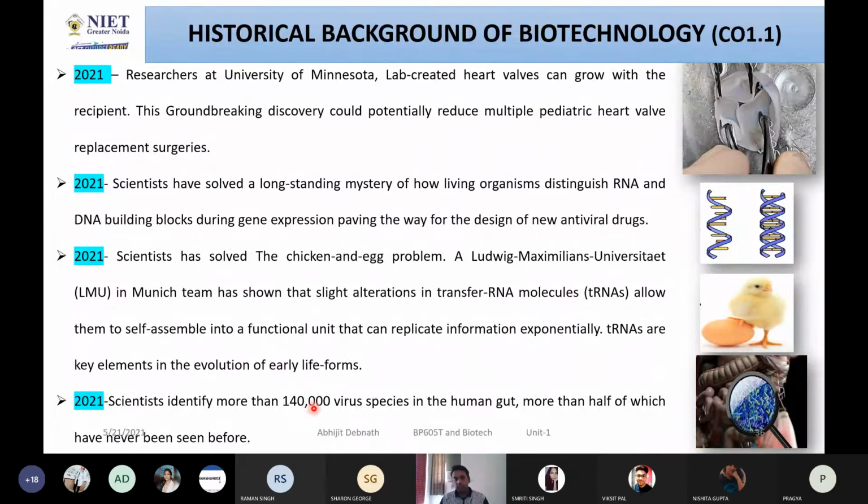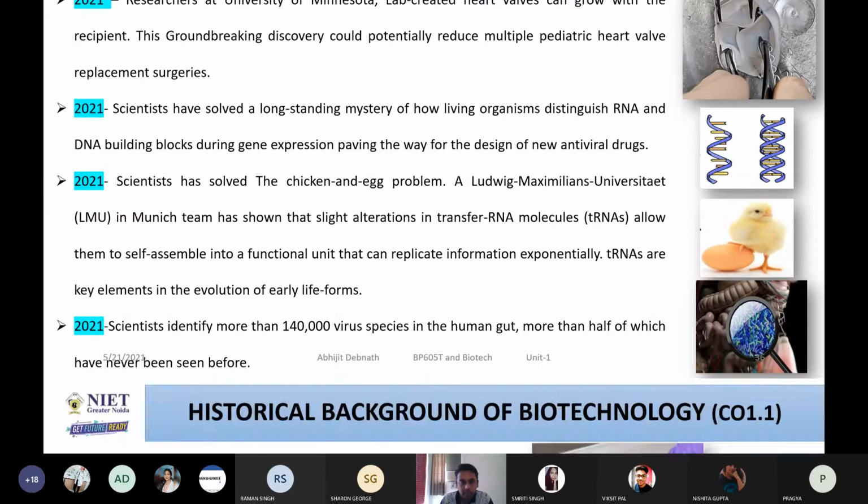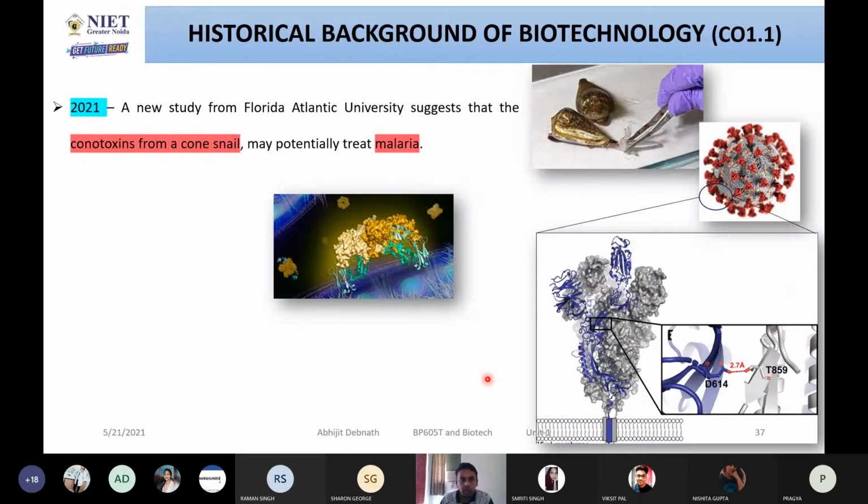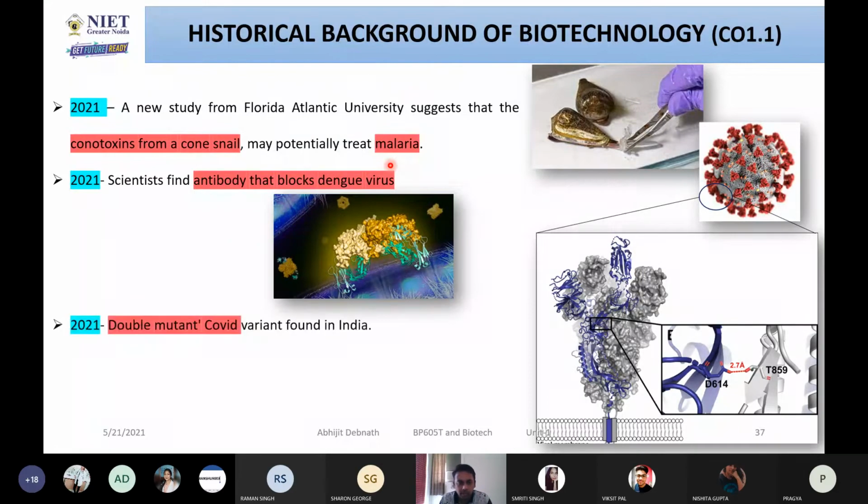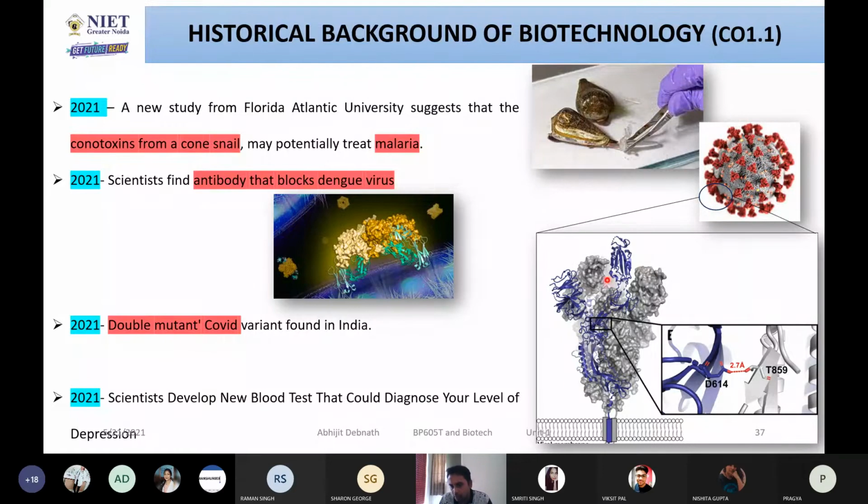And then scientists identified more than 1,40,000 virus species in our human gut that were never identified before. Then it was also found that a cytotoxin from the cone snail can cure malaria, and scientists found an antibody to block dengue virus. Then a double mutant COVID variant was found in India. All of you are aware. This is the COVID coronavirus SARS-CoV-2. This is the spike protein. If you zoom in, it will be a gaseous kind of thing. In that part, some mutation will happen, when one amino acid is changed with another.